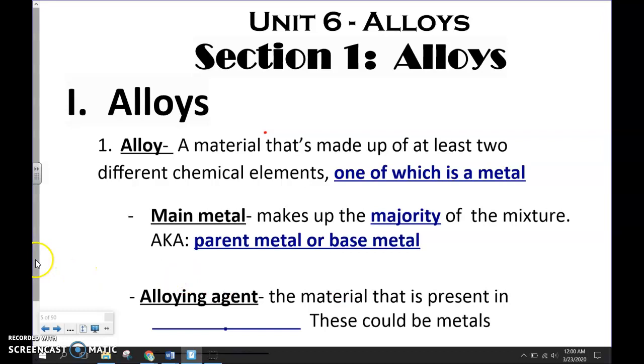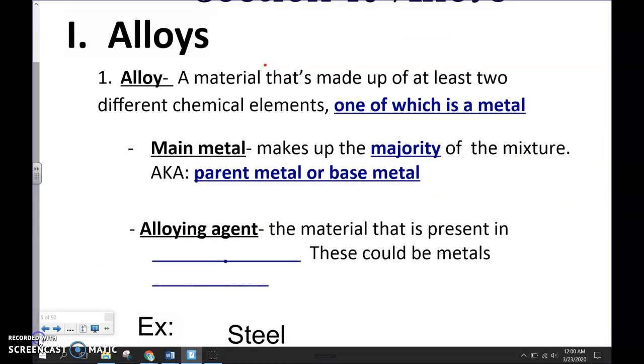So for example, when we're talking about steel, iron is your main metal. Now, the agent that we put into the iron to make it an alloy is carbon. So carbon in this case would be our alloying agent. That's the material found in smaller quantities, and they can be metals, or like carbon, it can be a non-metal. So the main metal would be your base metal, the majority of the material compared to alloying agents.